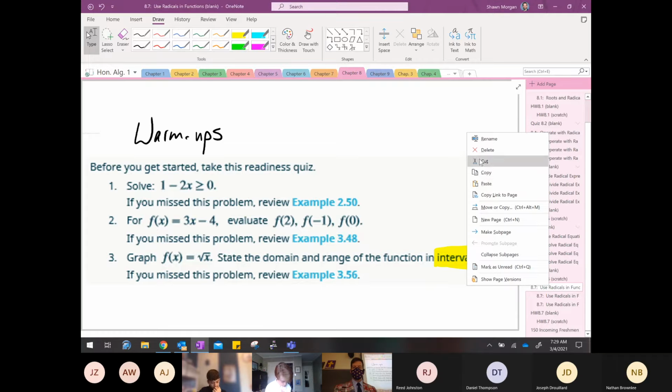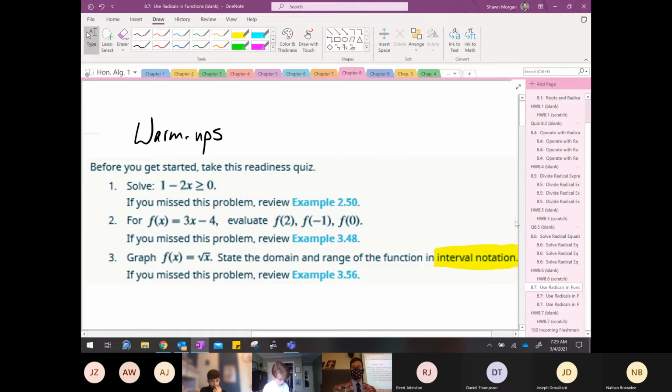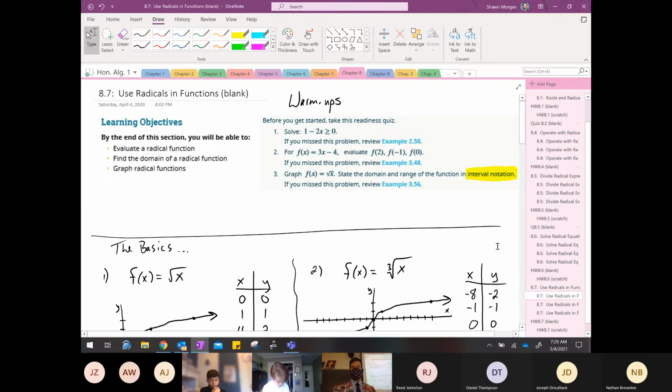Come on, OneNote. There you go. There you go. Paste.